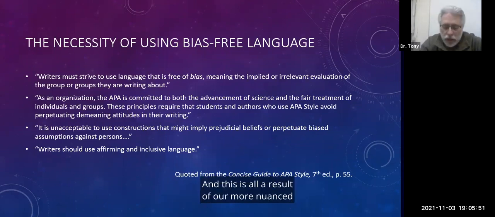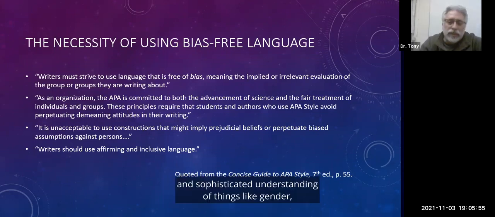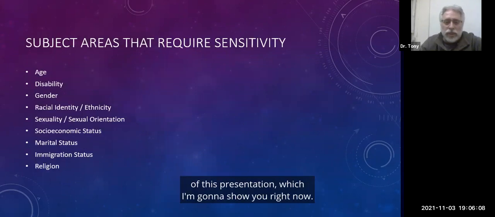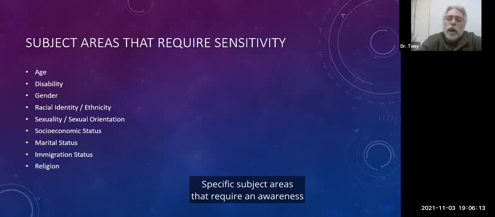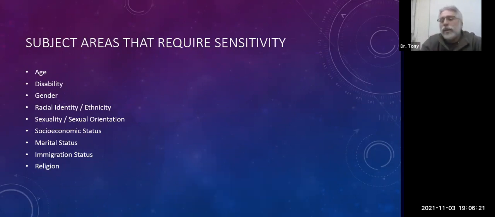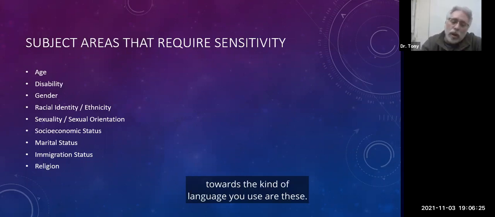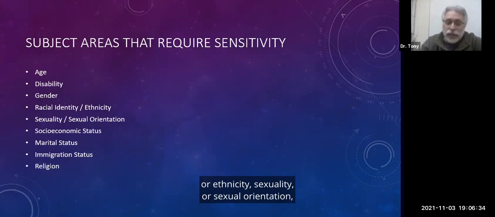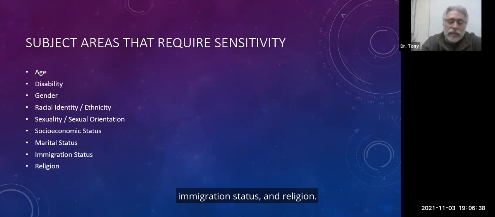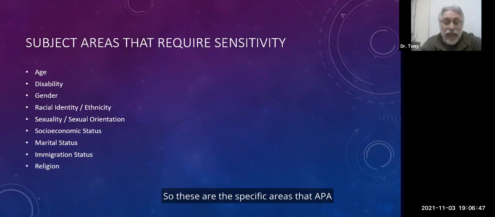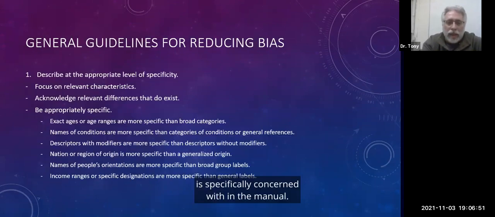And this is all a result of our more nuanced and sophisticated understanding of things like gender, sexuality, ethnicity, disability, all of the things that we're going to cover in the course of this presentation, which I'm going to show you right now. Specific subject areas that require an awareness of language, that require you to cultivate a sensitivity towards the kind of language you use, are these: age, disability, gender, racial identity or ethnicity, sexuality or sexual orientation, socioeconomic status, marital status, immigration status, and religion. And again, these are all taken from the APA book. So these are the specific areas that the APA is concerned with in the manual.